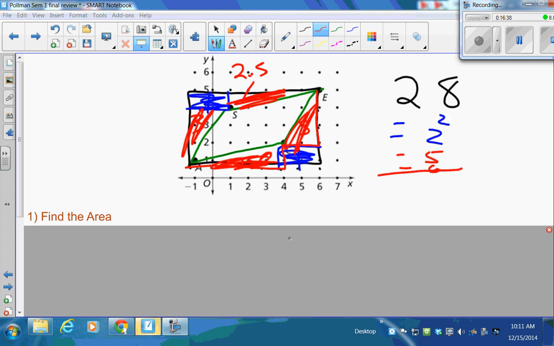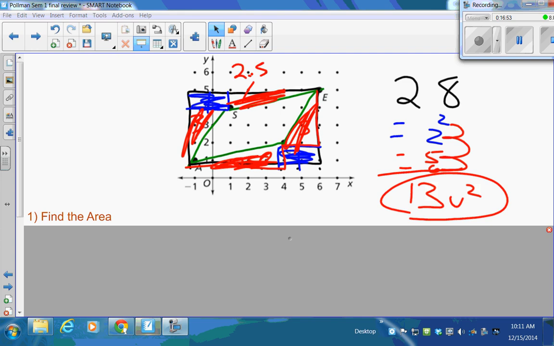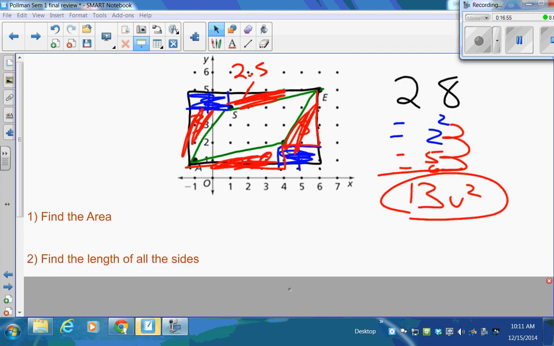So 28 minus 2 is 26. Minus 2 is 24. Minus 5 is 19. Minus 6 is 13. That is the area. Again, you've had this on a previous test. So I know I went through it quickly, but I hope that helped.